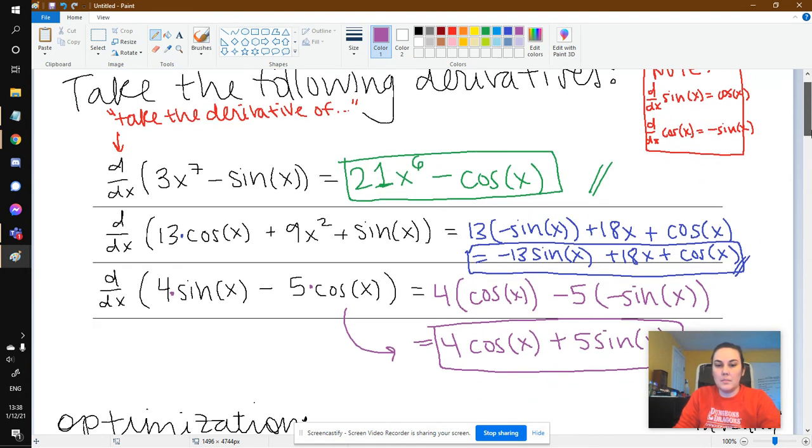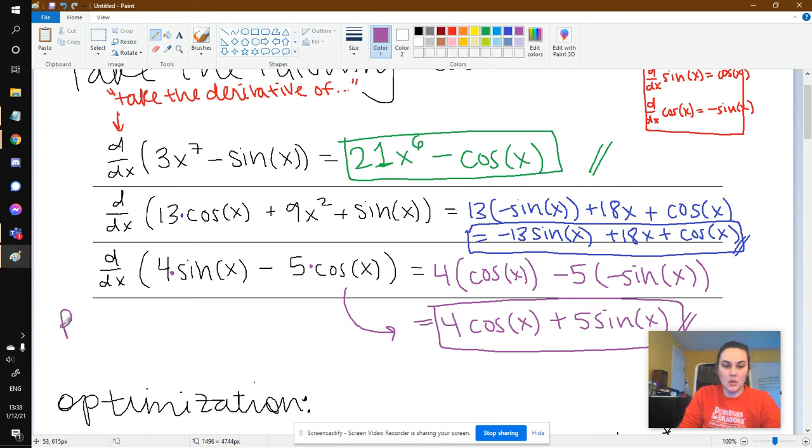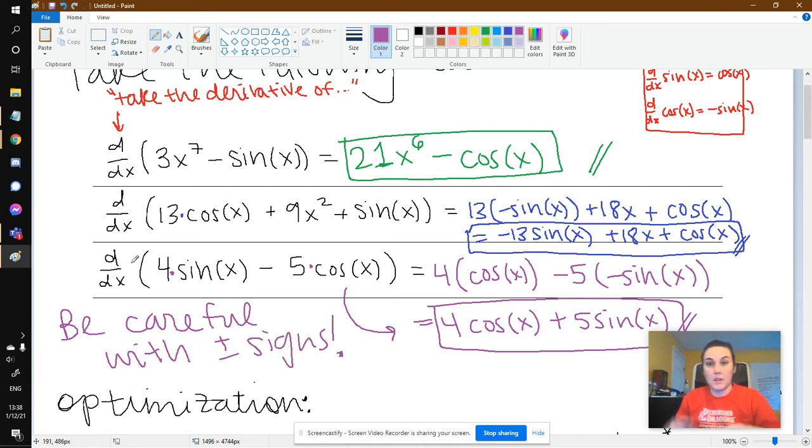All right. Make sure you're careful with your signs, right? That's the thing people mess up the most of all when they're doing derivatives of sine and cosine.